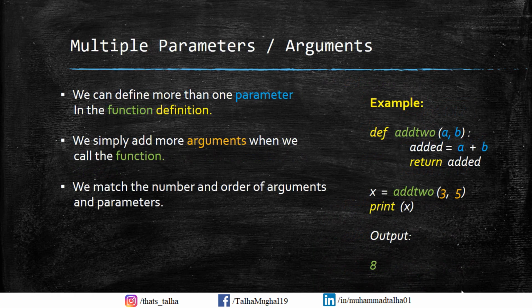We can define more than one parameter in the function definition. We simply add more arguments when we call that function. In other words, if we are using multiple parameters, then whenever we call that function, we will have to provide the same number of arguments to that function too.